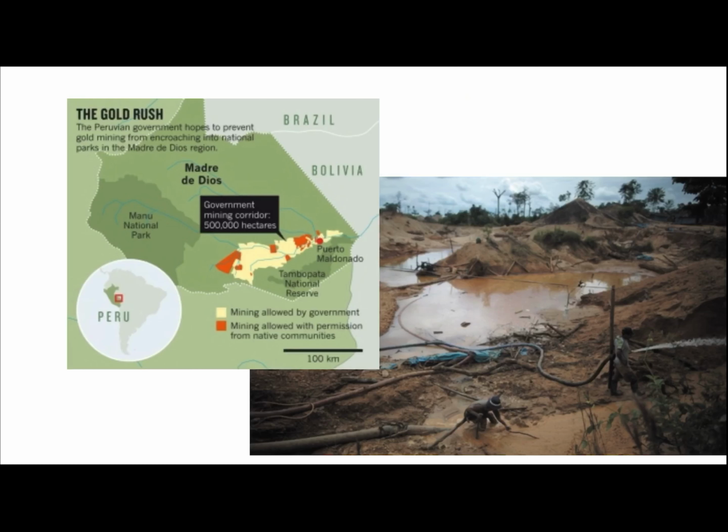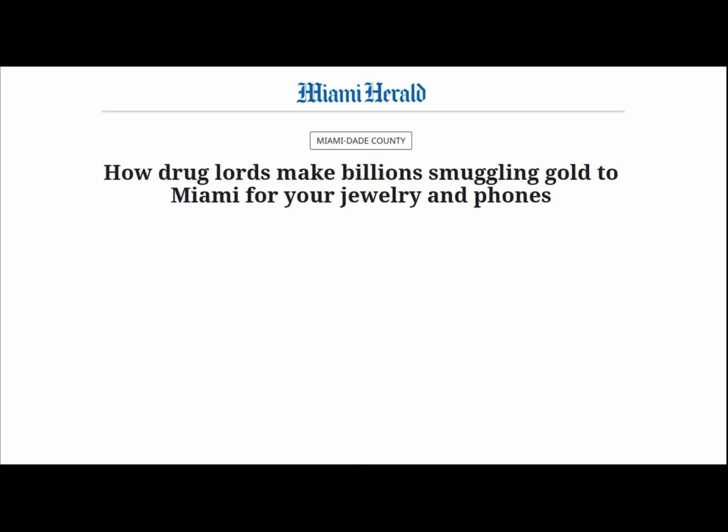Another cause of deforestation that you may not be familiar with is the illegal mining of gold throughout these western regions of Amazonia. This is a problem in Peru and a lot of these rivers that border Bolivia and Brazil. And the cause of this is something that you're likely not familiar with. So here's the headline from the Miami Herald, and it says, "How drug lords make billions smuggling gold to Miami for your jewelry and phones."